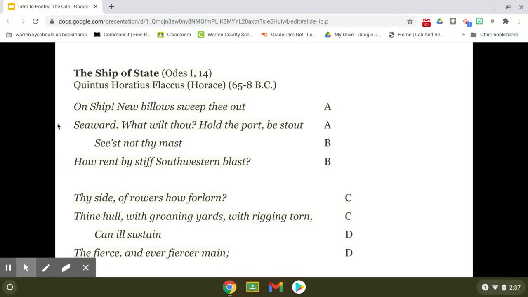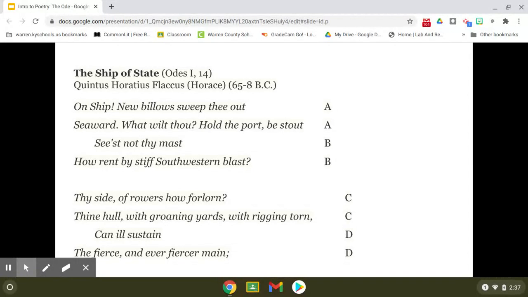So he immediately turns and begins talking to the ship of state. Keep in mind that he's actually talking about the government. "O ship, new billows sweep thee out seaward. What wilt thou? Hold the port, be stout. Seest not thy mast how rent by stiff southwestern blast?"